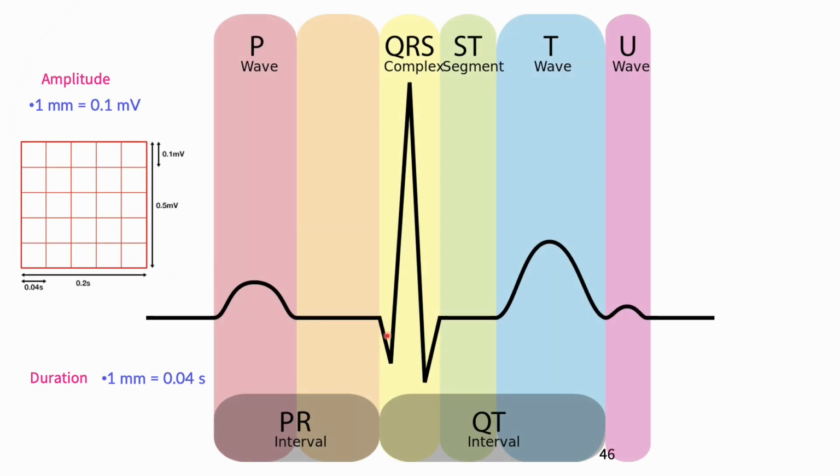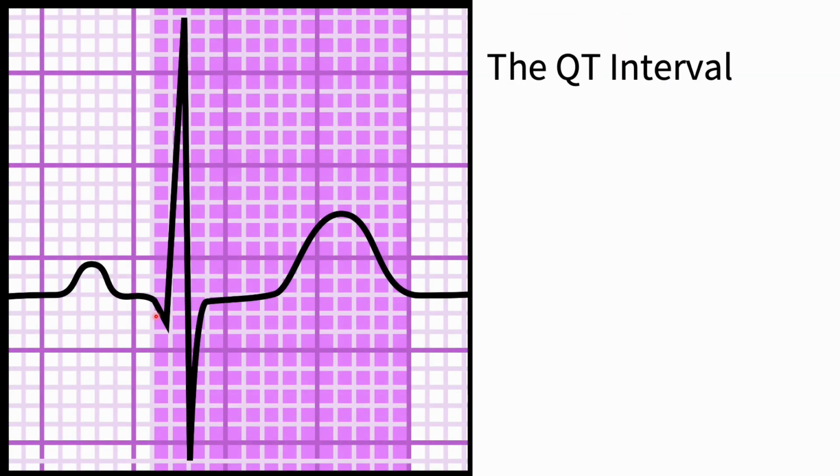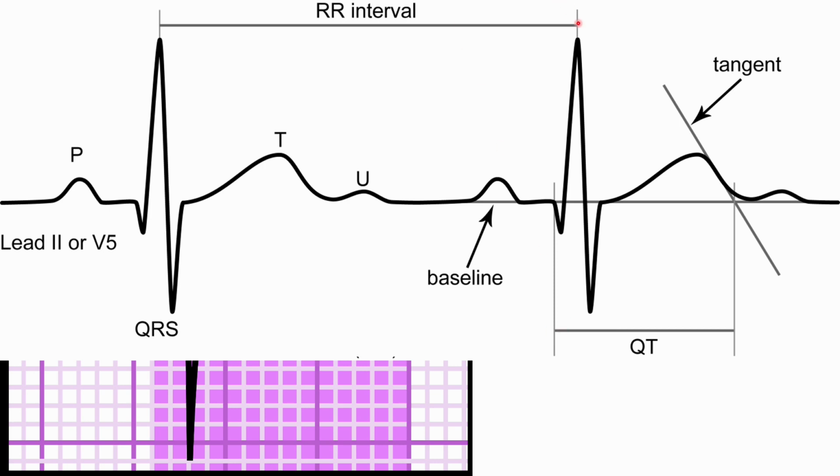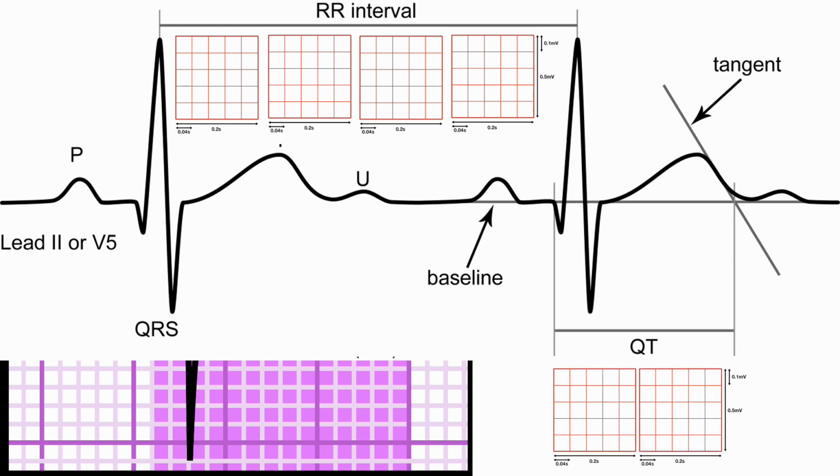Now, let's sum up the entire action potential called the QT interval, representing ventricular action potential, depolarization and repolarization. The QT interval, guys, should not exceed half the duration of the RR interval. So here's the RR interval. For example, let's say we have 4 big squares. The QT interval should be no more than half the RR, so no more than 2 big squares. That's how you read it on the EKG.